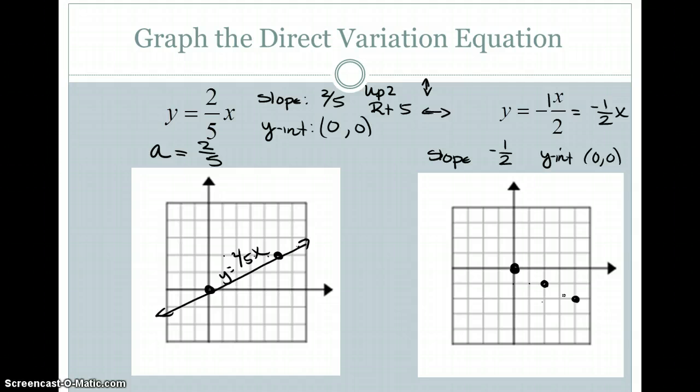Then, just like you did for the last one, connect your dots in a nice straight line. And by straight, I mean not with that extra piece that I have here.